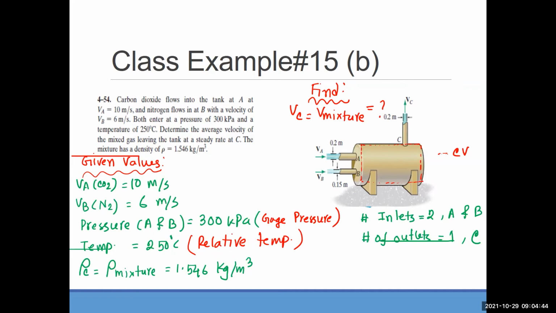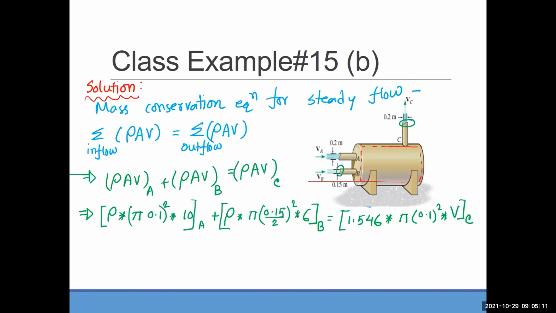So for class example 12, the question was, through inlet A, carbon dioxide is entering into the tank. Through B, nitrogen is entering into the tank. They are mixing up within the tank, and as a mixture, they're coming out through the outlet C, right? So we had two inlets, one outlet, and we listed all the given values, and we found out what we need to find out, which is VC.